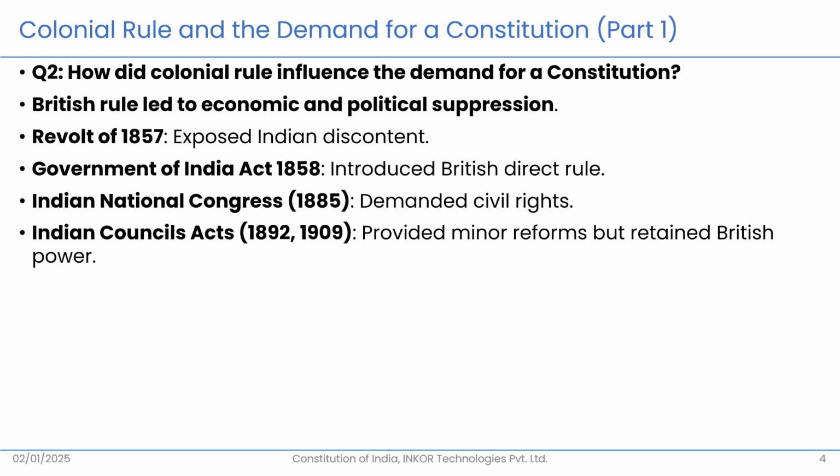British rule created dissatisfaction and increased the demand for a constitution. The revolt of 1857 was a major turning point, showing widespread resentment against British policies. In response, the Government of India Act 1858 placed India under direct British rule. Over time, organizations like the Indian National Congress, founded in 1885, demanded civil rights and political reforms. The Indian Councils Acts of 1892 and 1909 introduced minor changes, but Indians still lacked true self-governance.